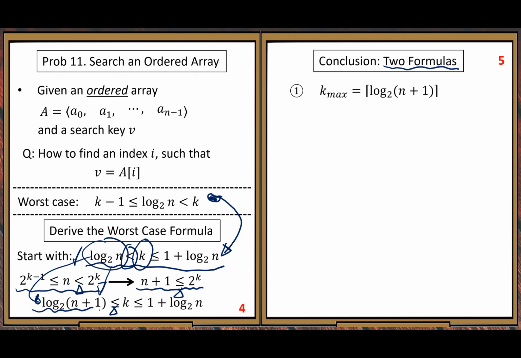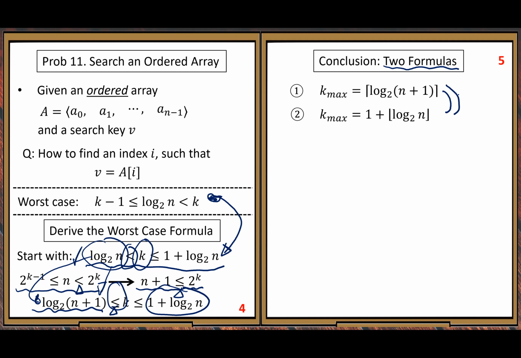We use this leftmost expression, log base 2 of n plus 1, but we take the ceiling function because it is less than or equal to k. When you take the ceiling function, you move it up, then you reach that k. That's the k max number. But for the second formula, you use the rightmost expression, but you take the floor function. K max equals 1 plus the floor function of log base 2 of n, and these 2 expressions are equal.